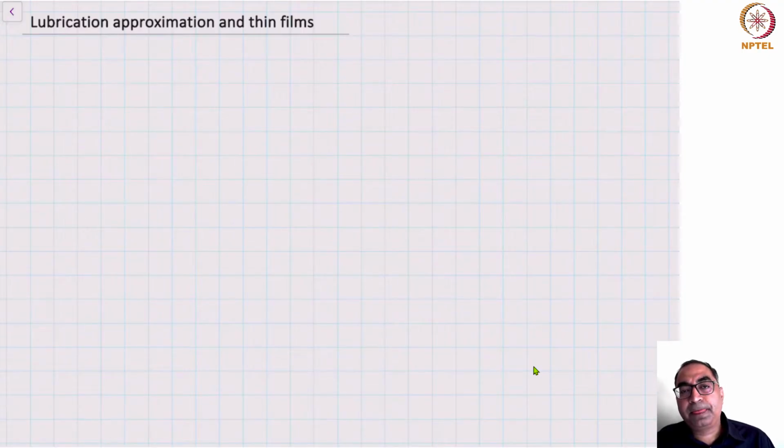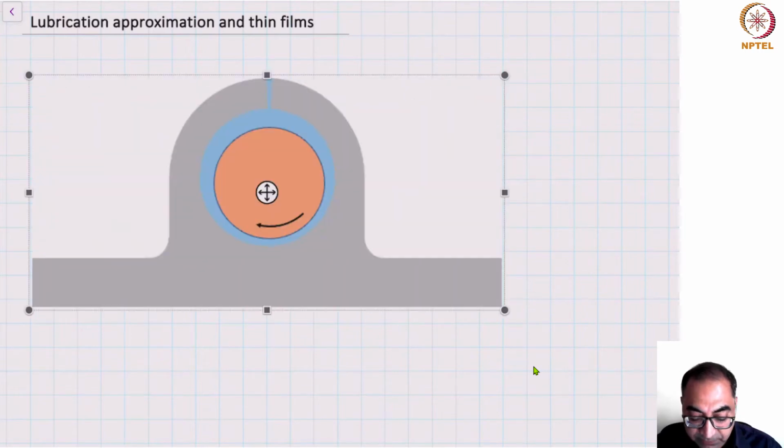So in this lecture, we'll be looking at the lubrication approximation. I'll be laying down the ground for problems in thin films. But before we look at problems in thin films as in interfacial flows, we'll look at some classical problems in lubrication approximation or thin gap approximation in this lecture.